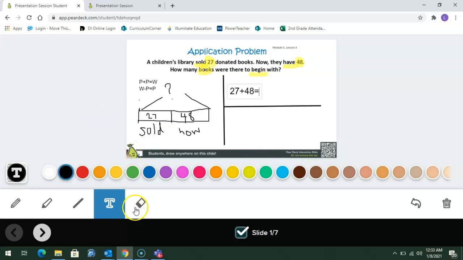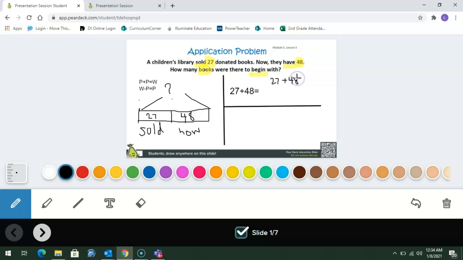How can I solve that problem? I'm going to click one more time on the pencil. I want to solve it using the number bond. So 27 plus 48. Let's look at those numbers closely, boys and girls. I see a 27 and I see a 48. I know that I can decompose this number to make another number. I have 48. How many more do I need to make the next 10?